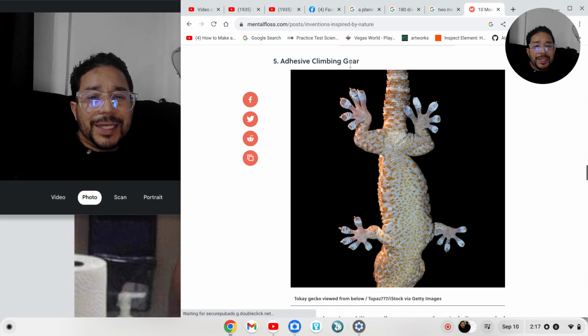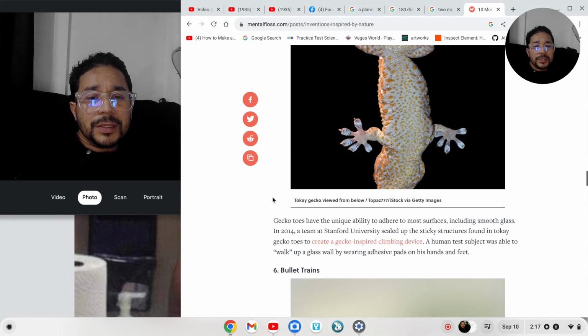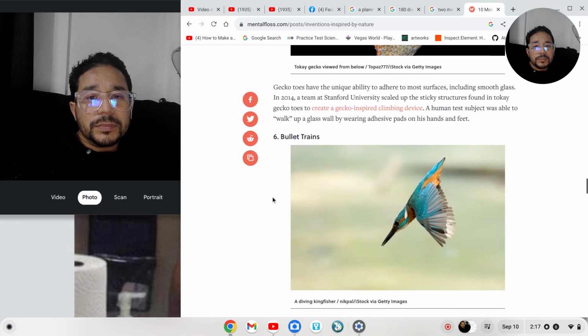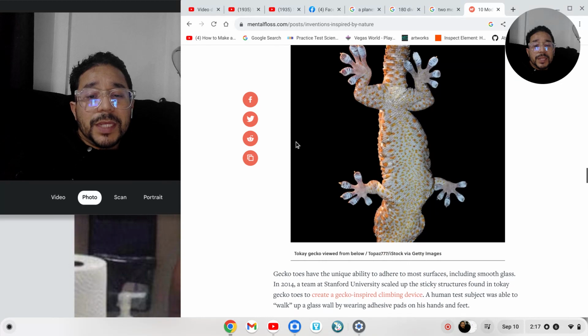Adhesive climbing gear. Gecko toes have the unique ability to adhere to most surfaces, including smooth glass. In 2014, a team at Stanford University scaled up the sticky structures found in Tokay gecko toes to create a gecko-inspired climbing device. A human test subject was able to walk up a glass wall by wearing adhesive pads on his hands and feet.